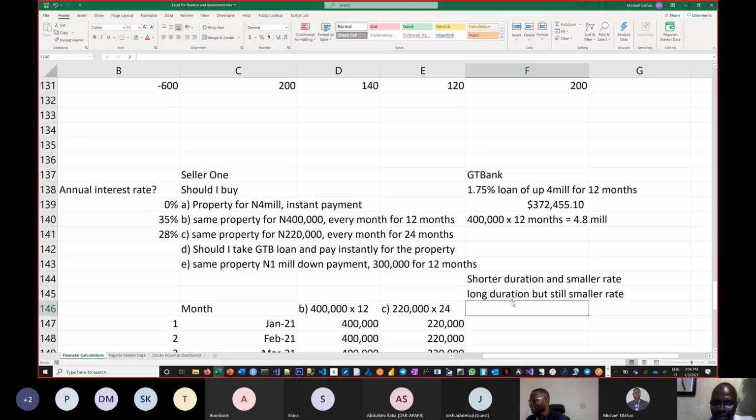And then in this one, let's say maybe followed by short duration and larger rates. Then the worst is where both duration and rate are high. Then that is like the worst combination.